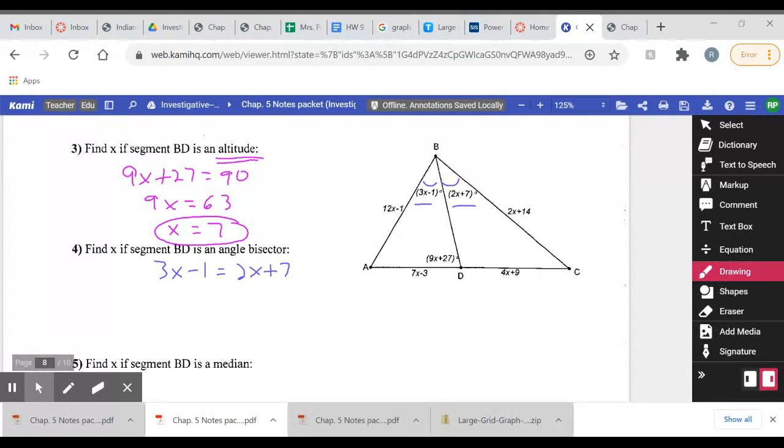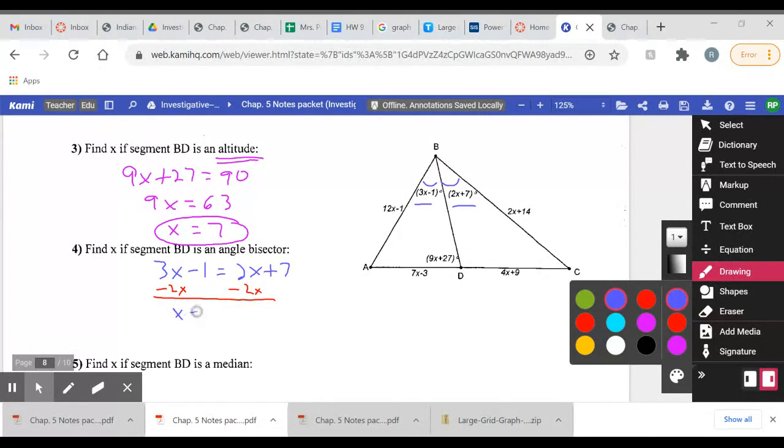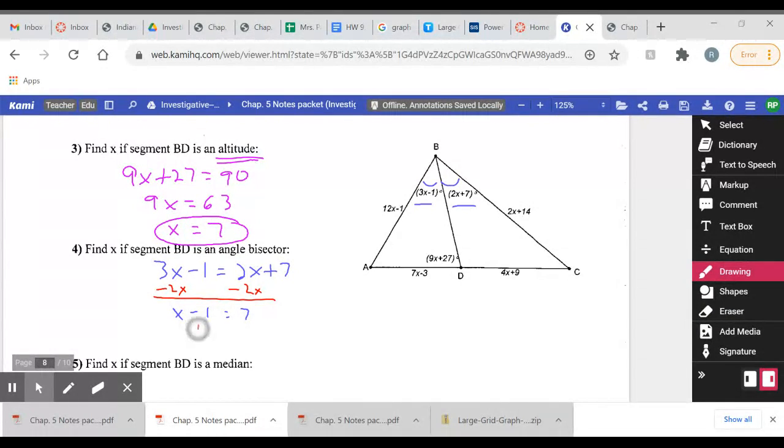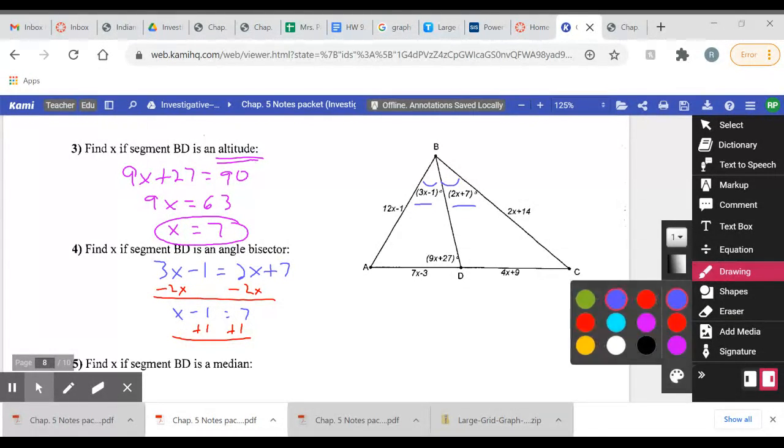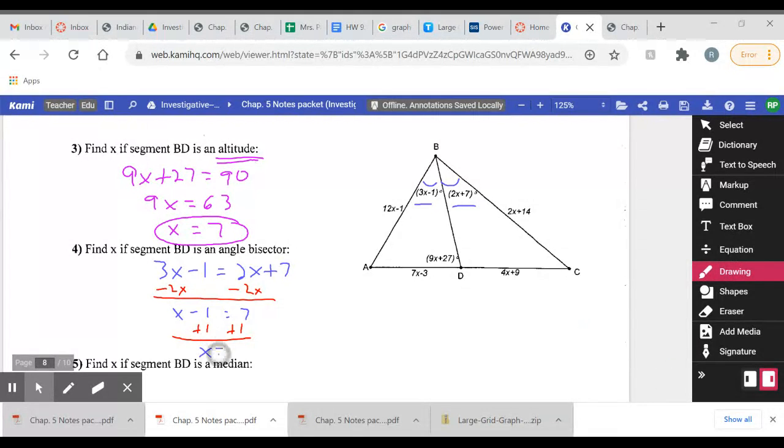Okay. If I go and subtract 2x from both sides, then I end up with x. So let me show my work on that. I end up with x minus 1 equals 7. If I go ahead and add 1 to both sides, then I can solve and get x equals 8.